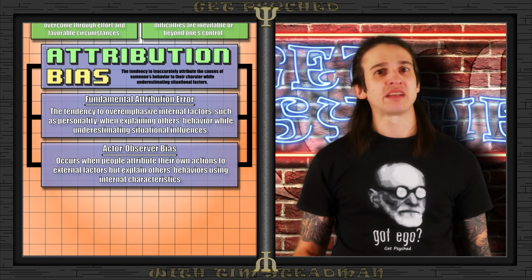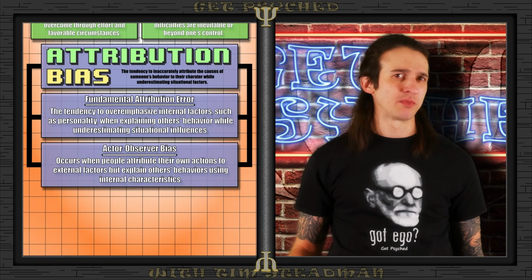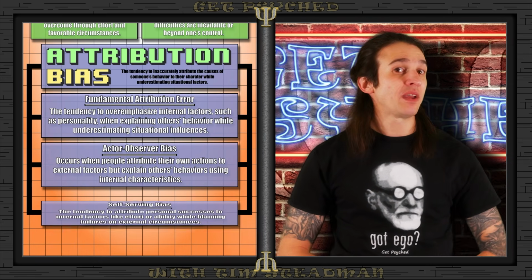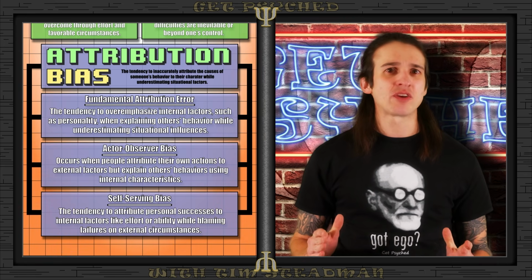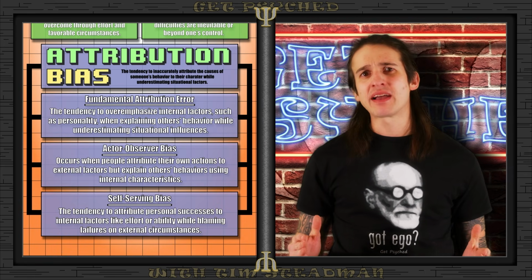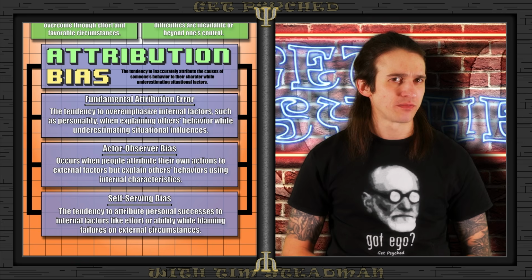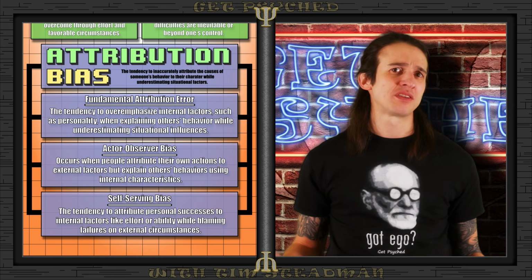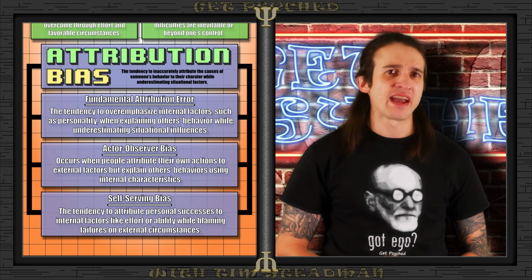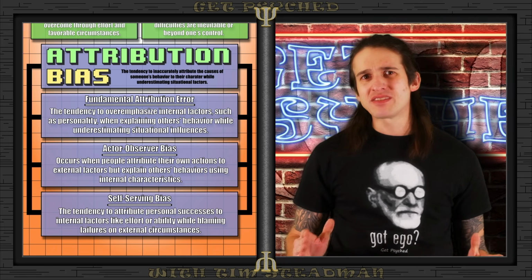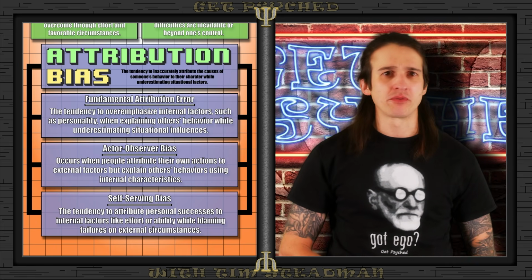But if someone else is late, it's because they're just irresponsible, right? And finally, we have the self-serving bias, which is exactly what it sounds like. We take credit for our success, but blame external factors for our failures. Ace a test, I'm a genius. Fail it, the teacher didn't prepare us for it. It's your brain's way of protecting your self-esteem, but it doesn't always lead to an accurate picture of reality.